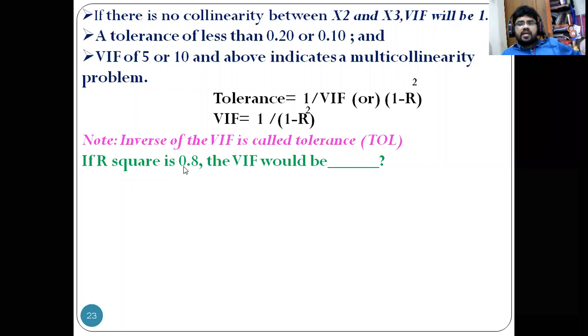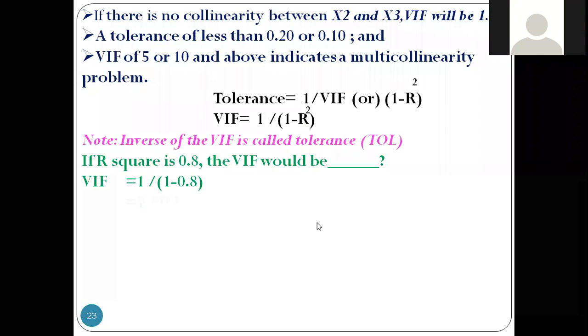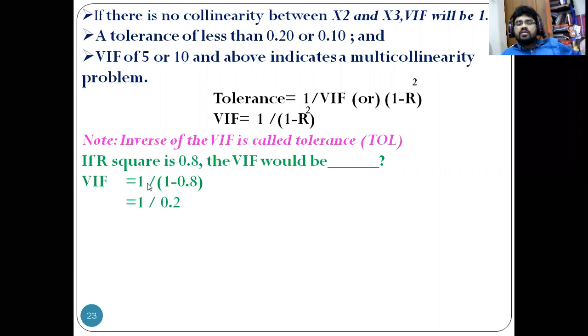If R square is 0.8, what would the VIF be? You can apply this formula. VIF is equal to 1 divided by 1 minus R square. R square is 0.8, so 1 minus 0.8 is 0.2. Then 1 by 0.2 is 5.